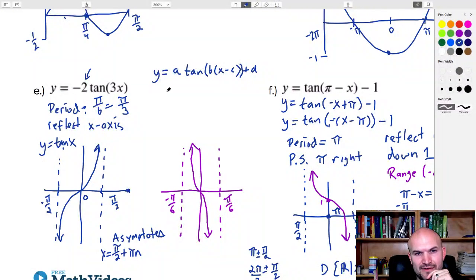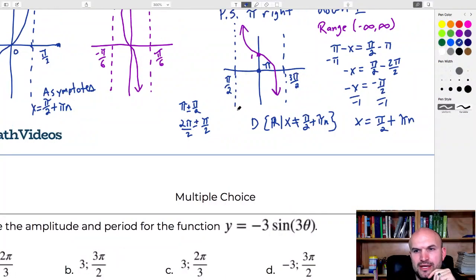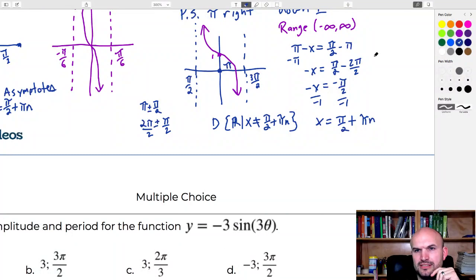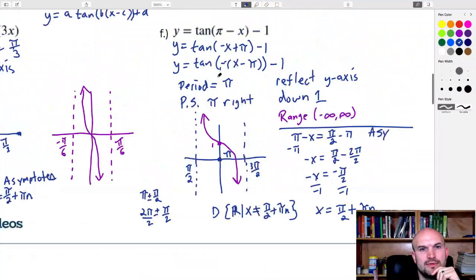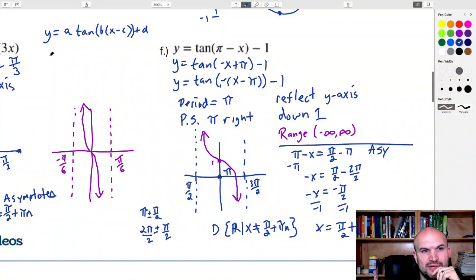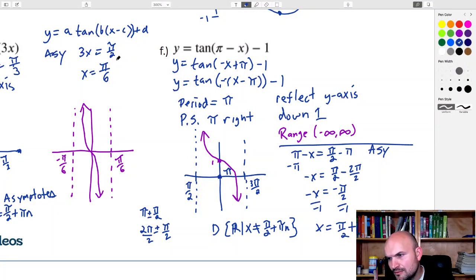Here we basically have 3x if I wanted to find the asymptote. Let me actually label that. That is the asymptote. All right, so let's go and do the asymptote again. If I was going to find the asymptote over here, I would take 3x is equal to pi halves, divide by 3, and I get x is equal to pi over 6, right? And now you can see that's my asymptote.